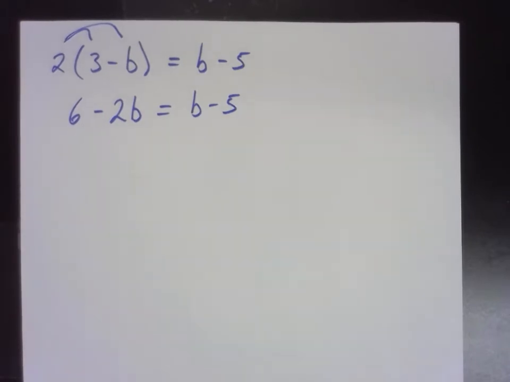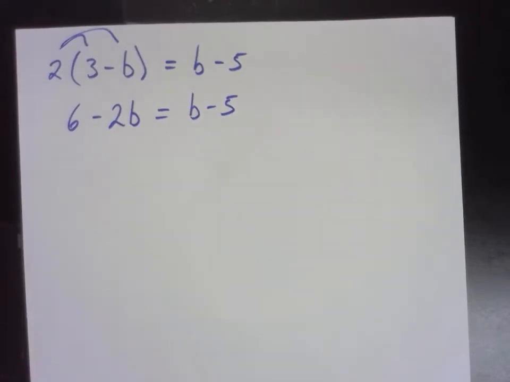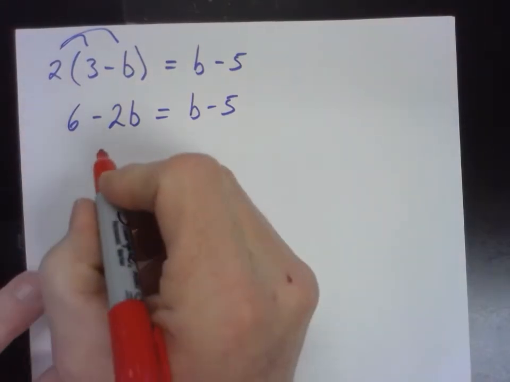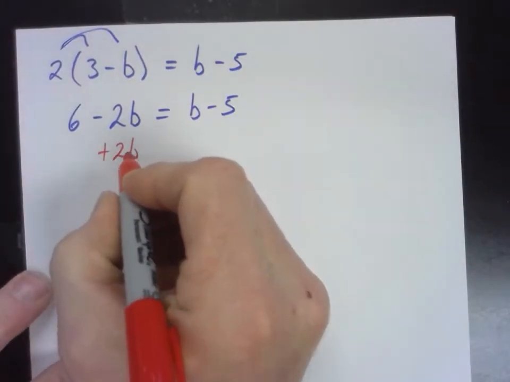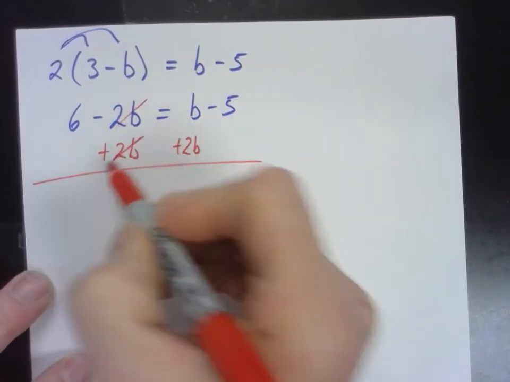Okay, we don't want variable on both sides. So which one do you want to get rid of? The negative 2b? So you guys are over having the variable on the left now, aren't you? You really don't care about that anymore. So you're going to add 2 times b to both sides to get rid of that variable.